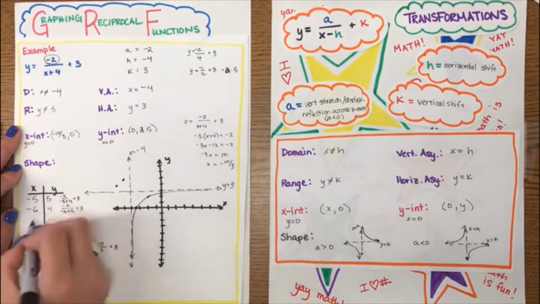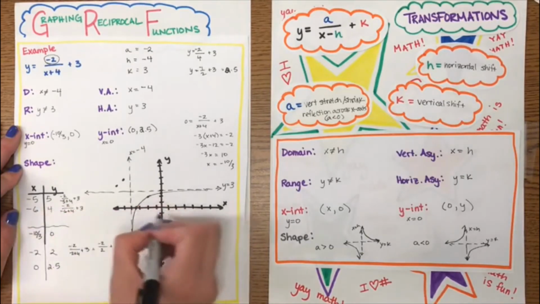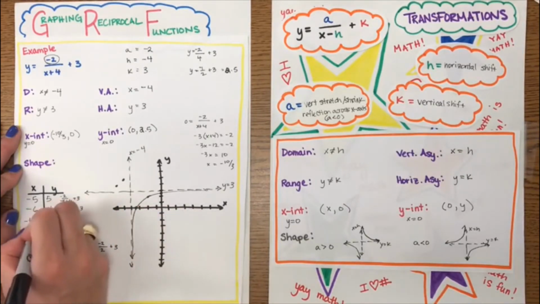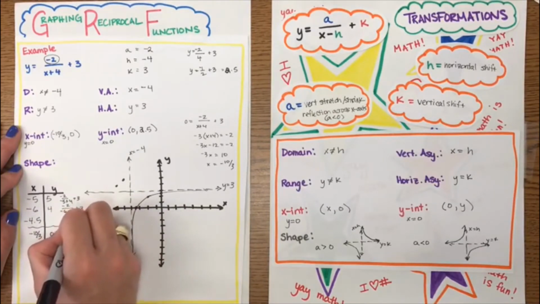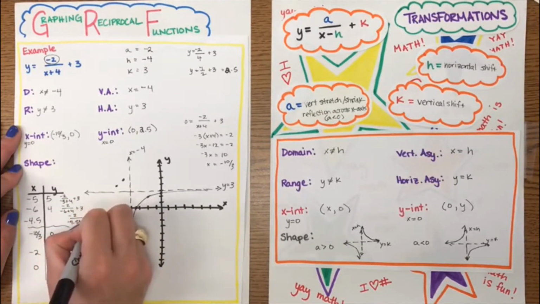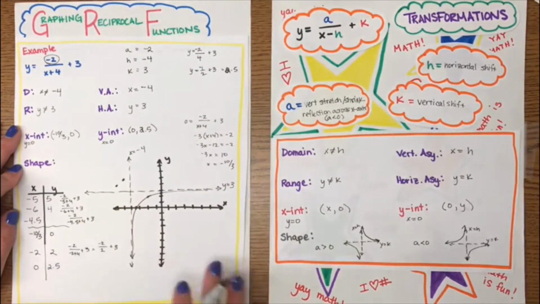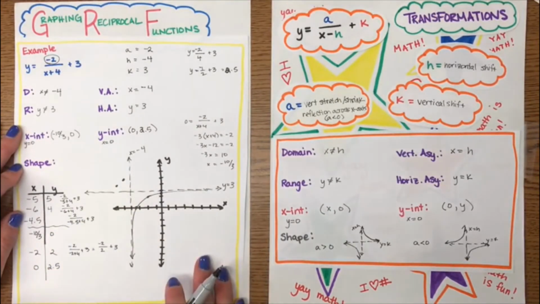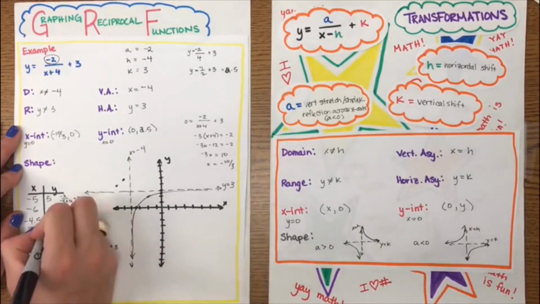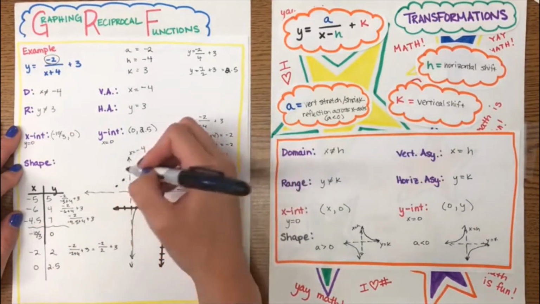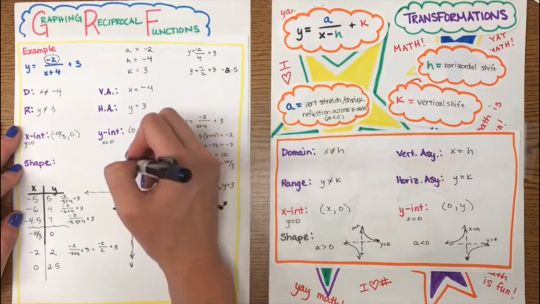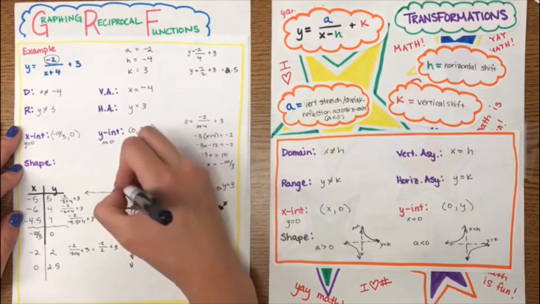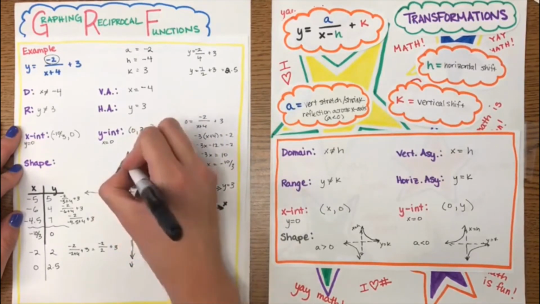And maybe I'll go with -4.5. That gives me -2 over -4.5 plus 4, plus 3. This is -0.5. -2 over -0.5 will be positive 4, so this will be 7. 3, 4, 5, 6, 7. It's going to be about there. So this graph looks like that.